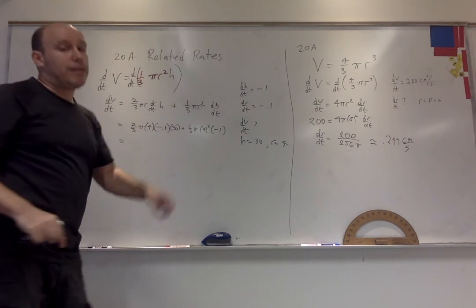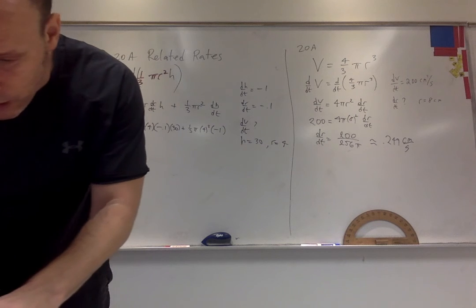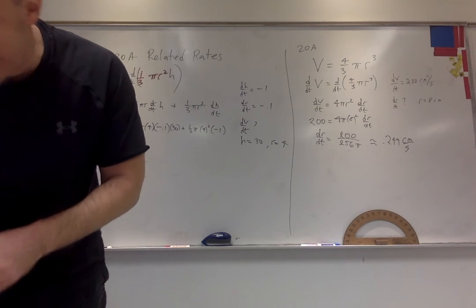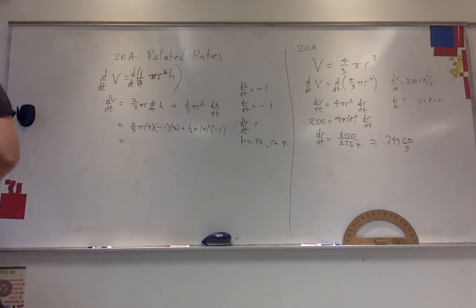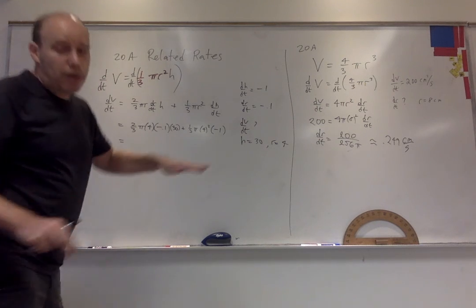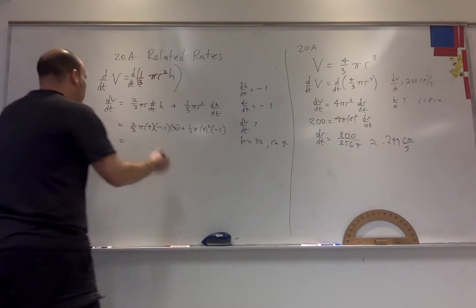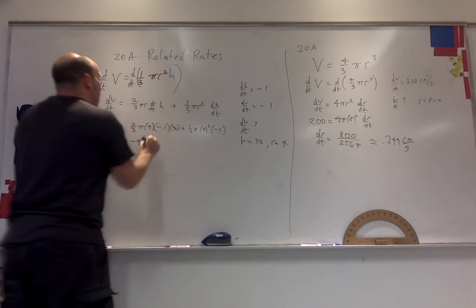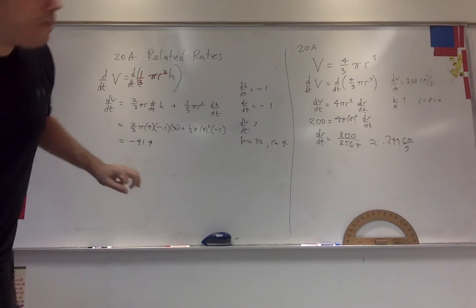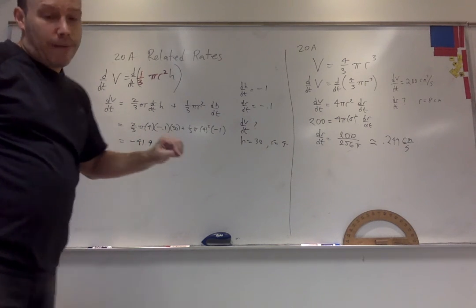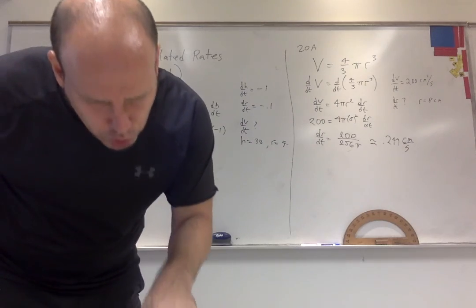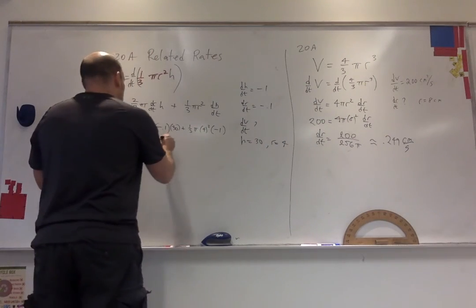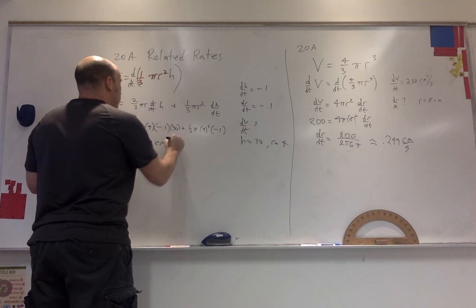Final answer, once again, this goes in the calculator. You get negative, what is it? Yeah, it goes in the calculator: -41.9. And what are the units? It's the volume, right? So it's centimeters cubed. The volume is changing. Centimeters cubed per hour.